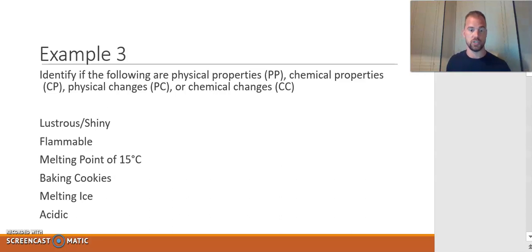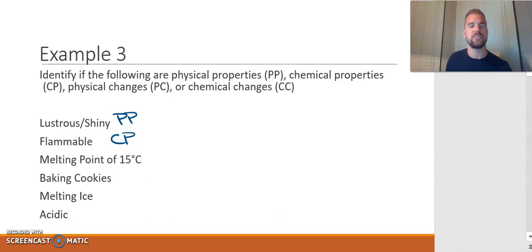With example 3, let's go ahead and look at identifying if the following are physical properties, chemical properties, physical changes, or chemical changes. So the first one, lustrous or shiny. I'm describing matter, and this is something that I can observe without actually changing the composition. So this is a physical property. Flammable is also a description of matter, so it's a property, but I can't observe that unless it reacts with something else. That's an example of a chemical property.